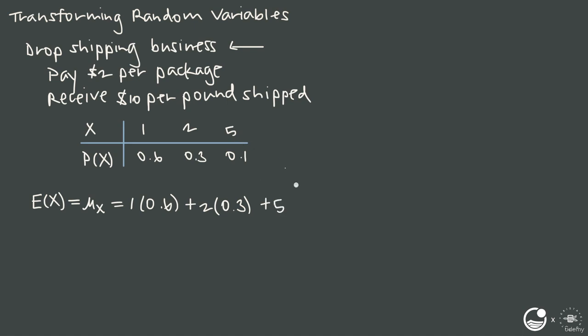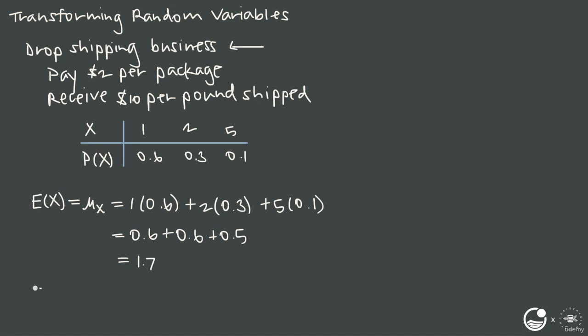And for the 5-pound packages, there's a 10% chance that we're shipping out one of those packages. So when we multiply here, we get 0.6 plus 0.6 plus 0.5, or 1.7, which means that on average, for every package we ship out, we're shipping out about 1.7 pounds of product, even though the only values we're actually shipping out are 1 pound, 2 pound, and 5 pound packages. If we average out all the packages we're shipping, our mean weight is 1.7 pounds.